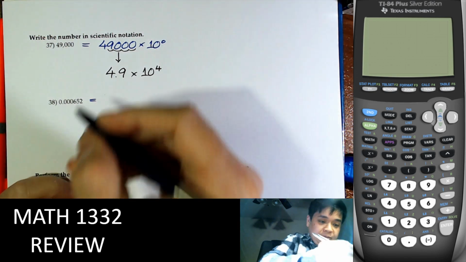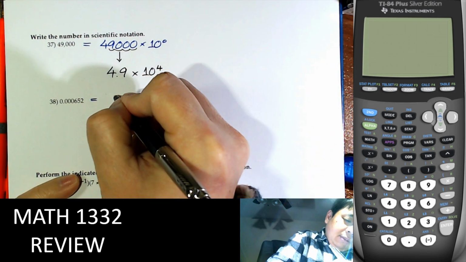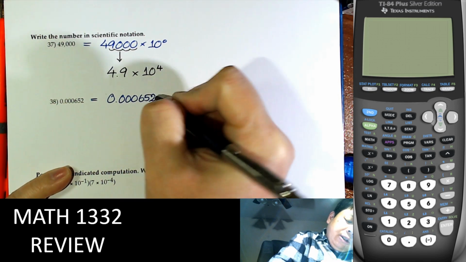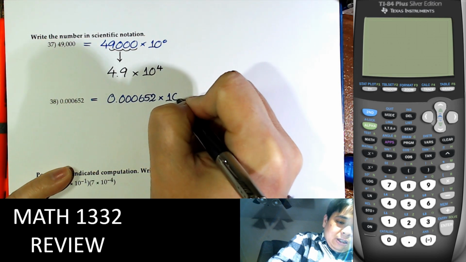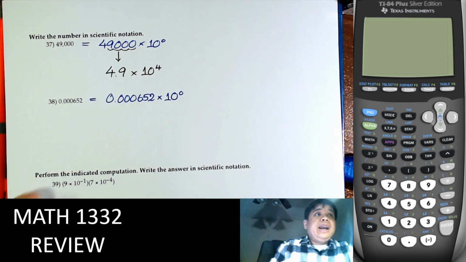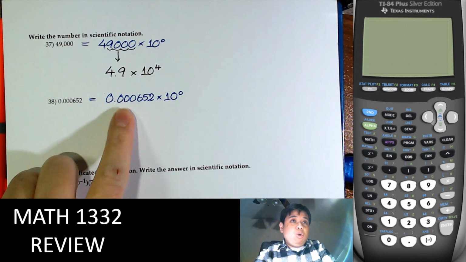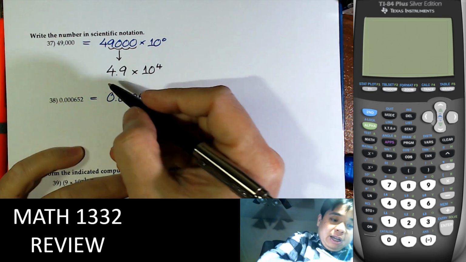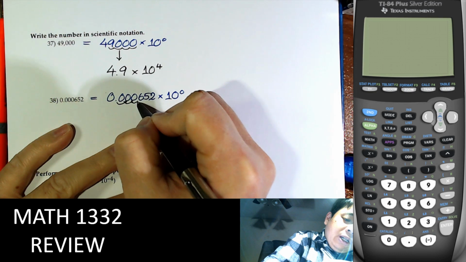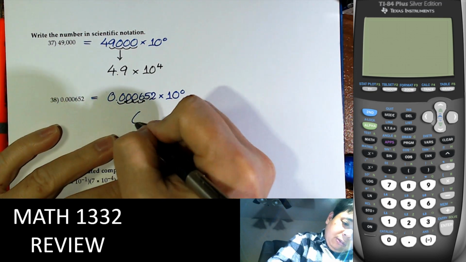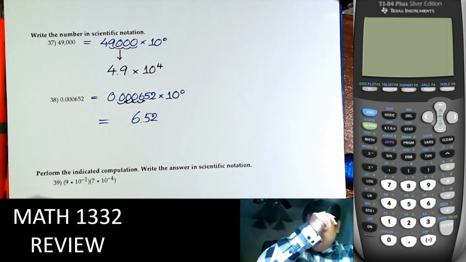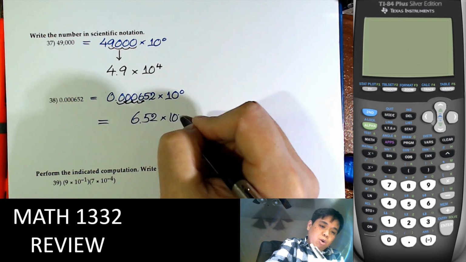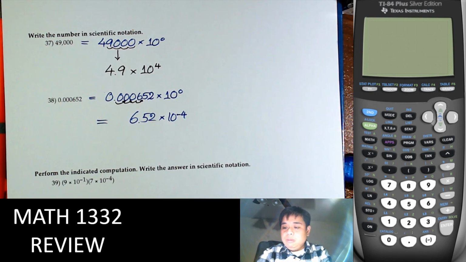Same thing on the next one. 0.000652 times 10 to the 0 power. Now this number is too small. We need to make it bigger so that it will be between 0 and 10. So in that case, you have to move the decimal 1, 2, 3, and 4. Now you make the number bigger, the power has to be smaller to compensate. So smaller by 4. So that's what we have.